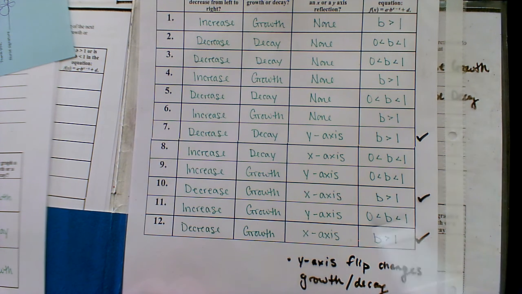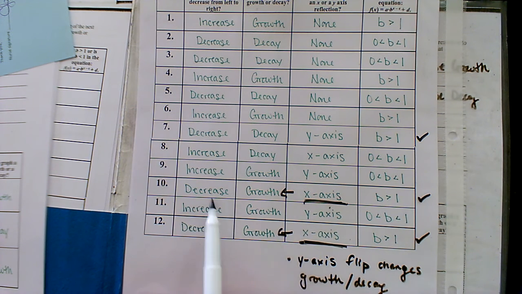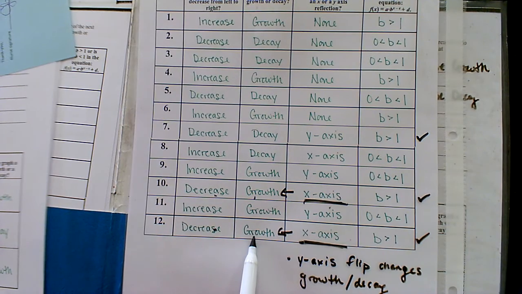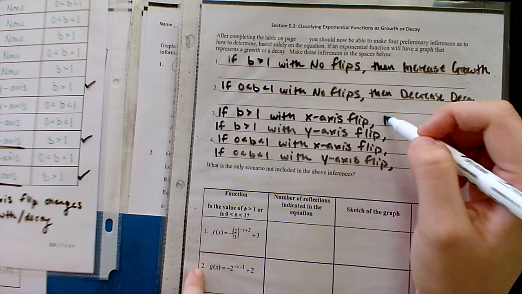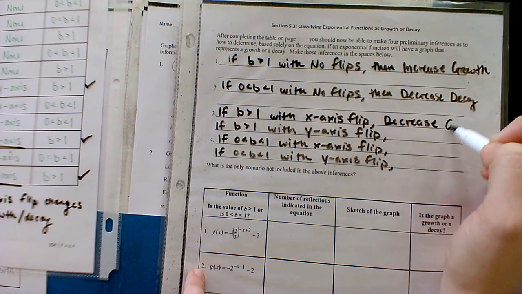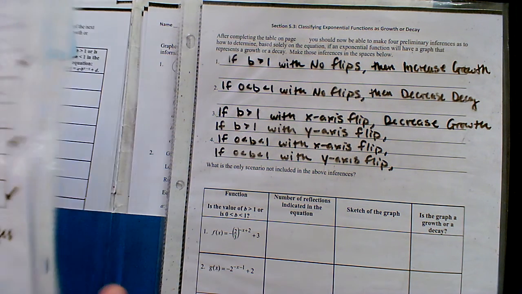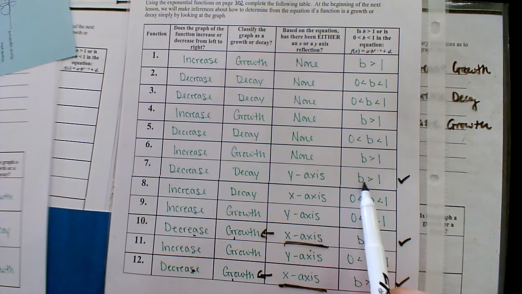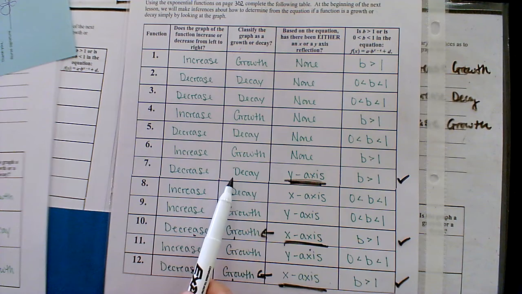Let's see, if I look at my little check marks, both of these were x-axis flip examples. And if we look at the graphical connection, it seems like they were both decreasing growth. So over here, if our base is bigger than 1 with an x-axis flip, we have decreasing growth. On the other example, we had a base bigger than 1. This time it had a y-axis flip, and we have decreasing decay.